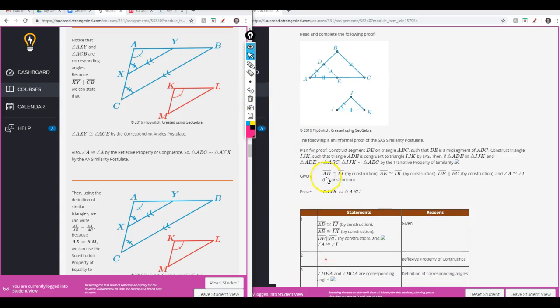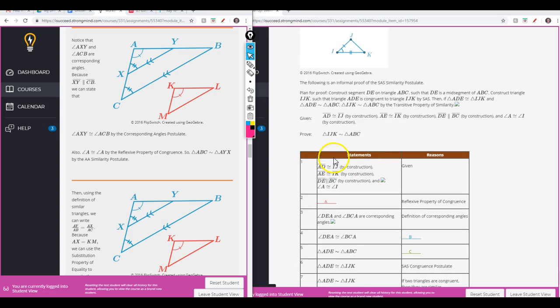Okay, so now given that segment AD is congruent to segment IJ by construction, segment AE is congruent to IK by construction, segment DE is parallel to segment BC by construction, and angle A is congruent to angle I by construction. Prove that triangle IJK is similar to triangle ABC. Okay, so they listed out the whole plan right there. So that's a good reference as well.